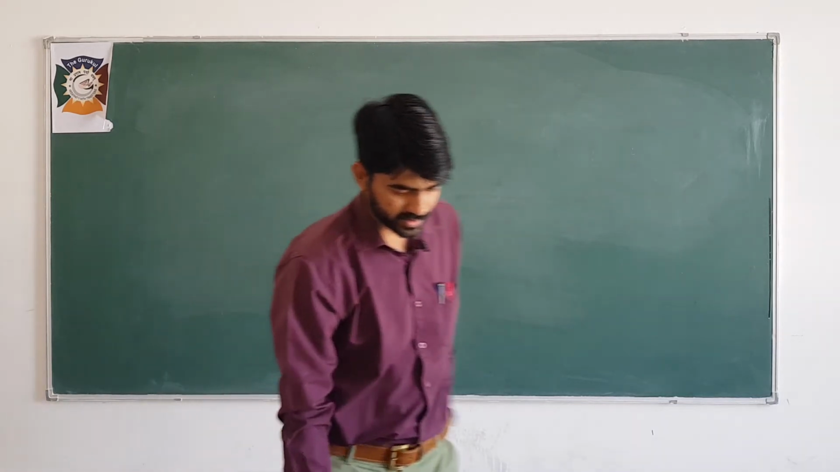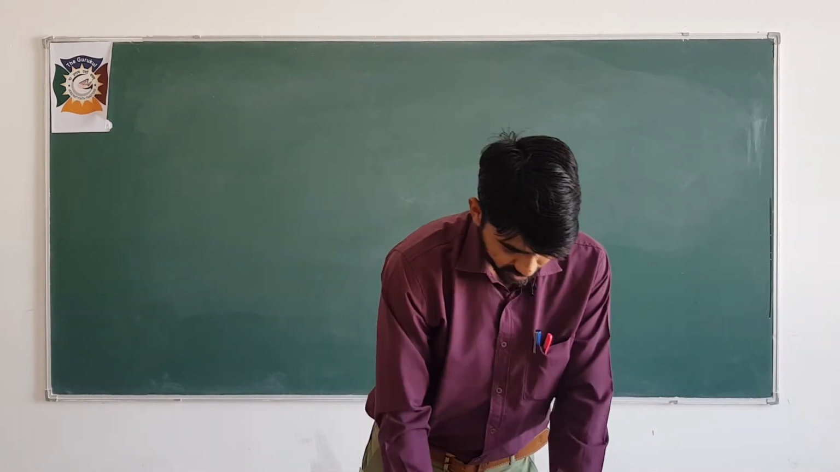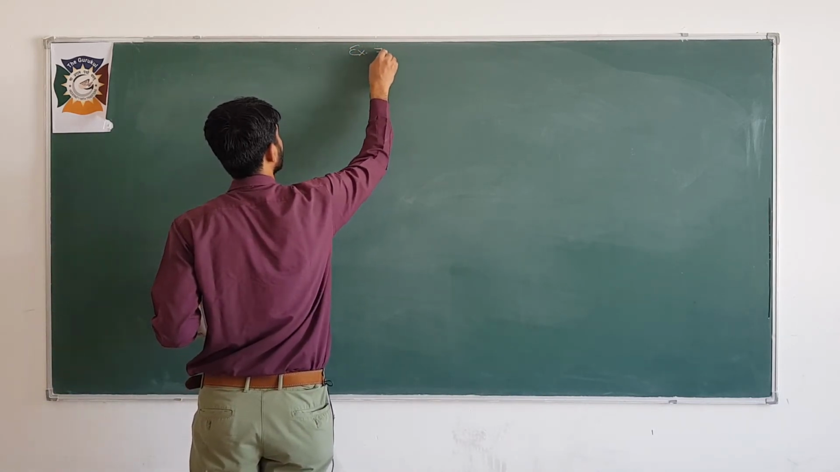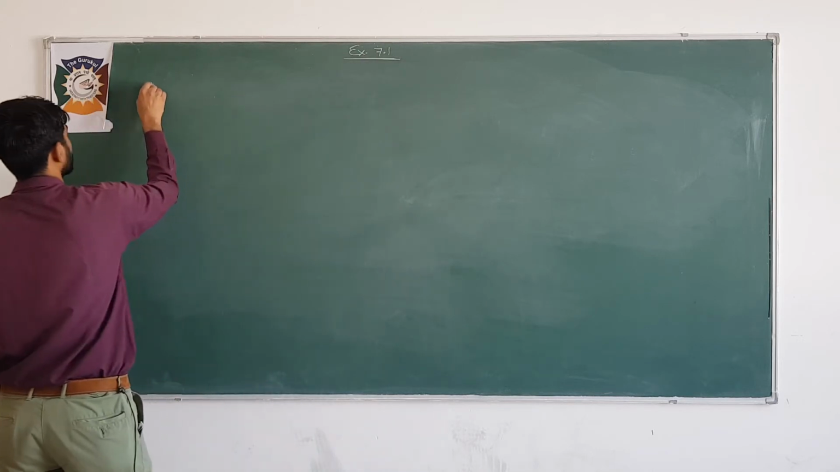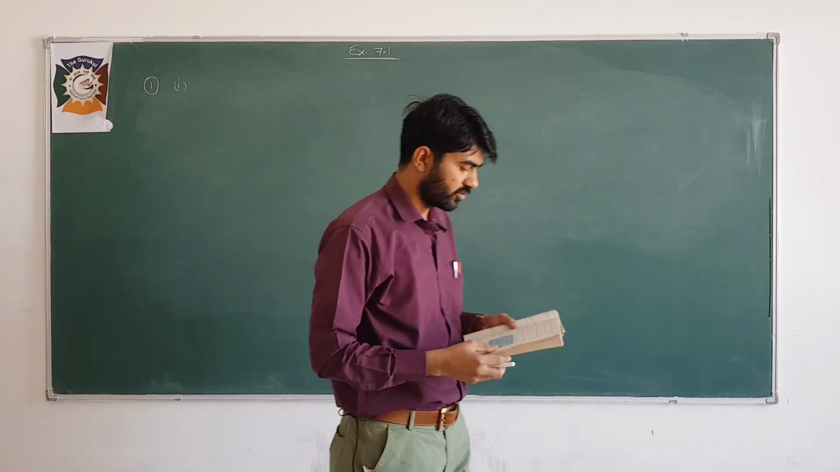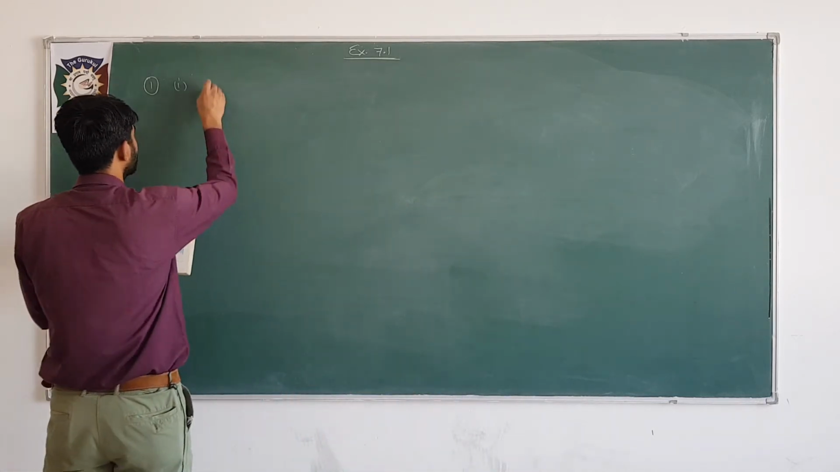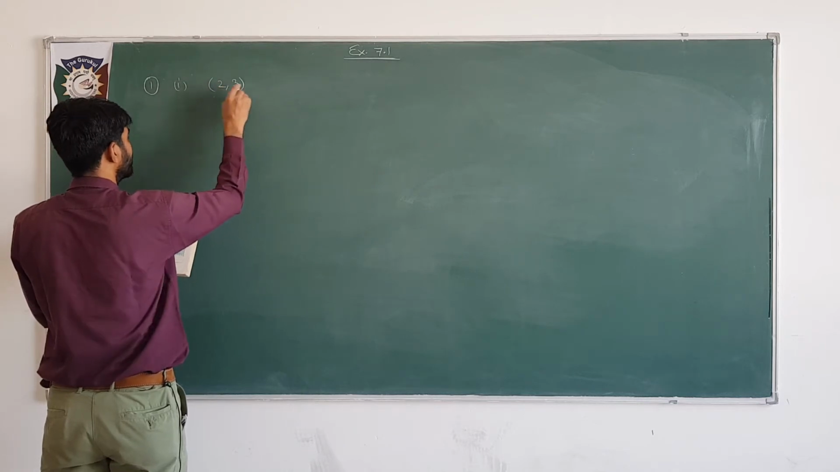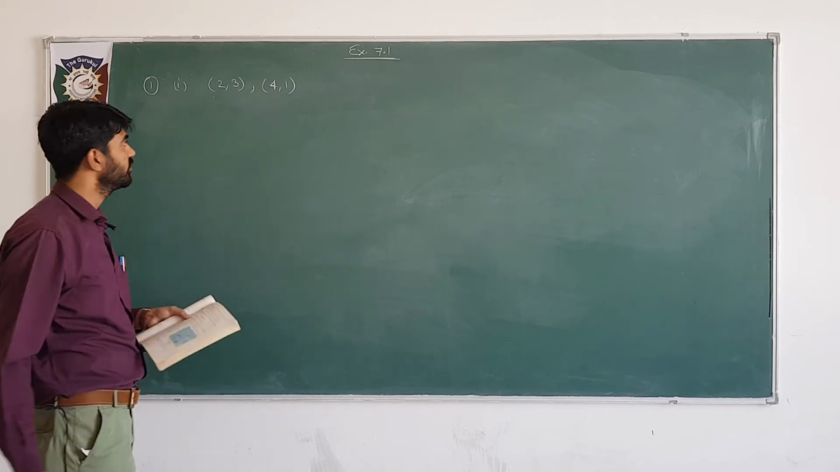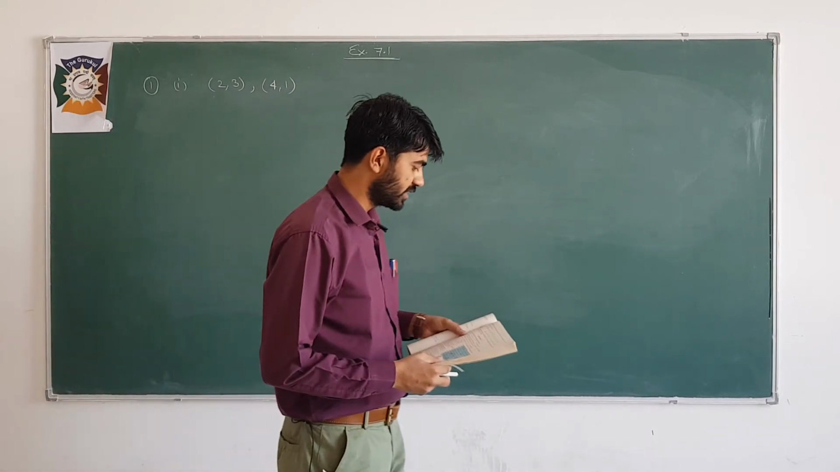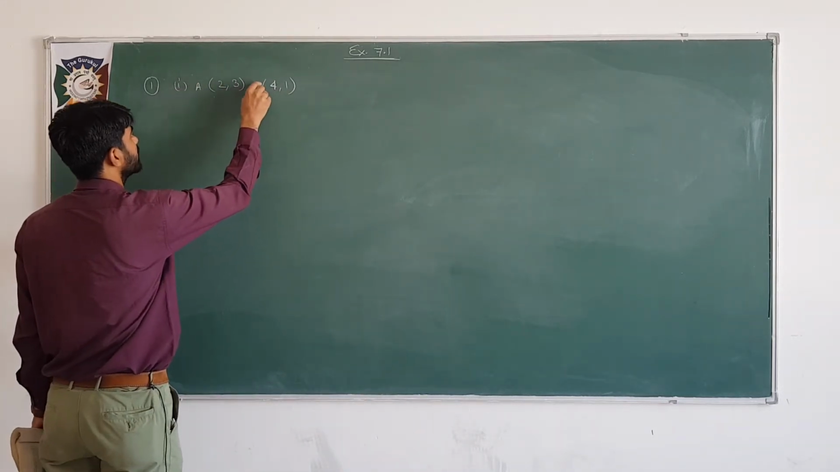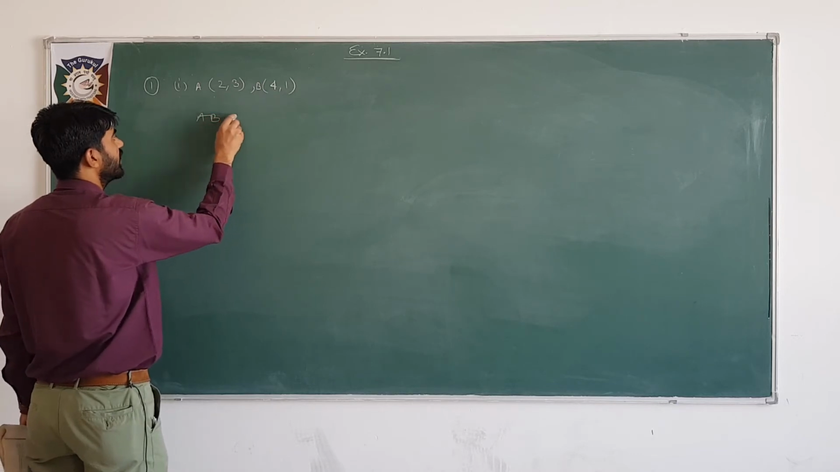Now we'll start exercise 7.1. First question, first part. What is given? Find the distance between the following pair of points. So we are given 2 points, 2, 3 and 4, 1. These 2 points are given and we need to find the distance between them. So how can we find? Suppose this point is A and this point is B and we need to find AB.